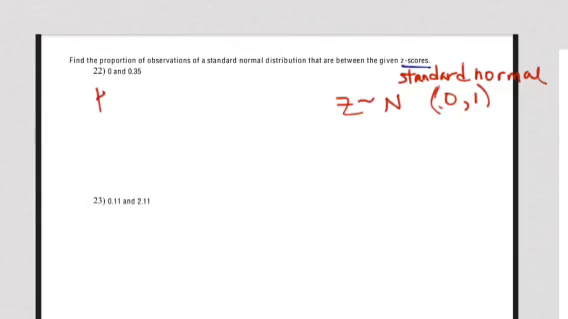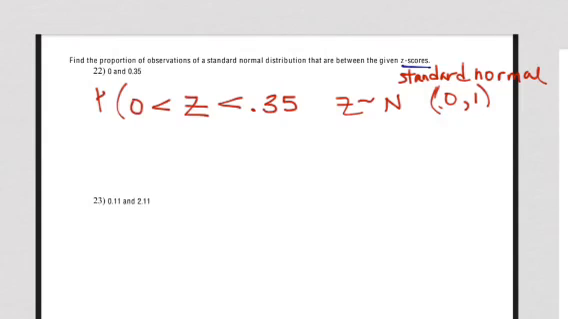They're asking for the probability. Even though they're saying the word proportion, they mean the probability of observations of Z, the standard normal distribution, that fall between 0 and 0.35. So I'm looking for the probability that Z falls between 0 and 0.35.